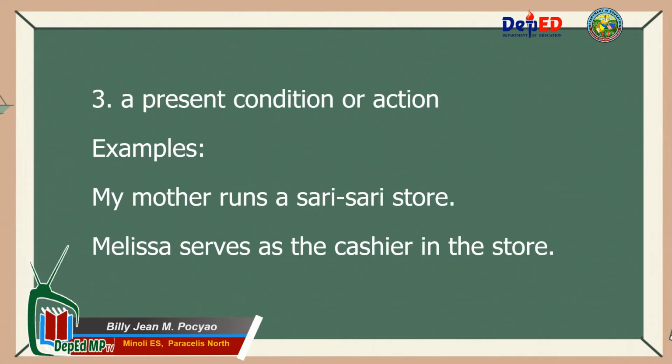Number 3. Simple present tense shows a present condition or action. For example, my mother runs a sari-sari store. Melissa serves as the cashier in the store. The action words used here are runs and serves. Runs shows an action and serves also shows an action.